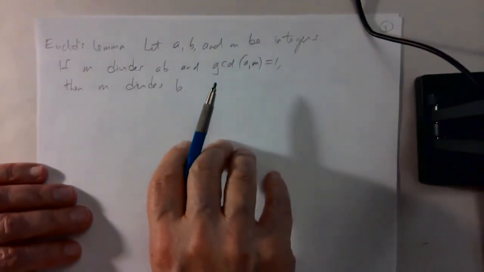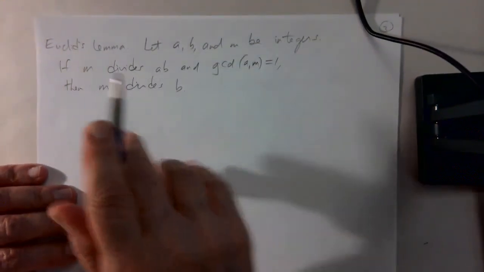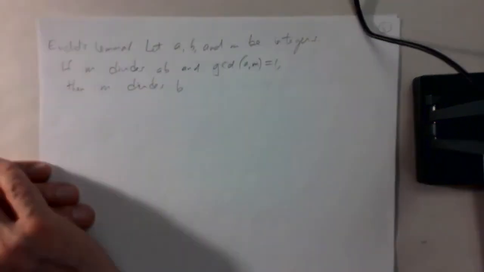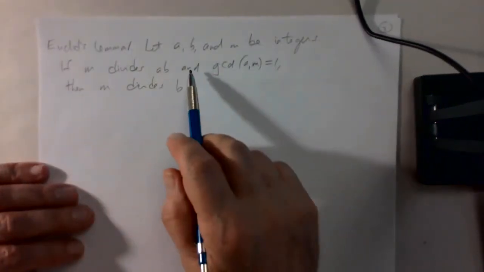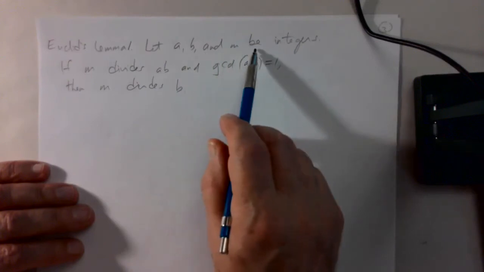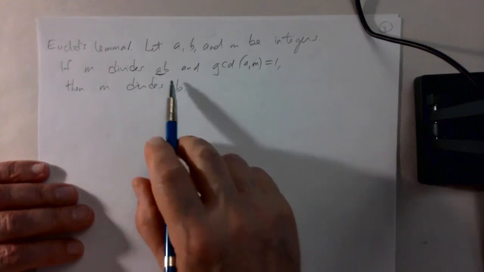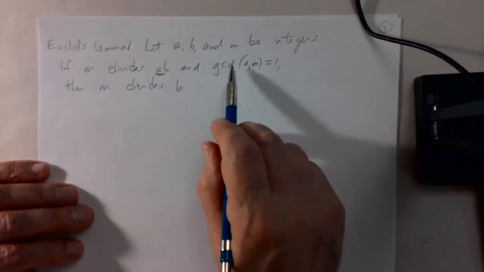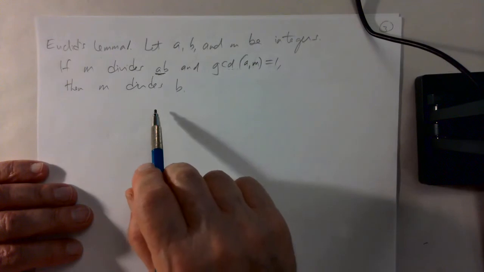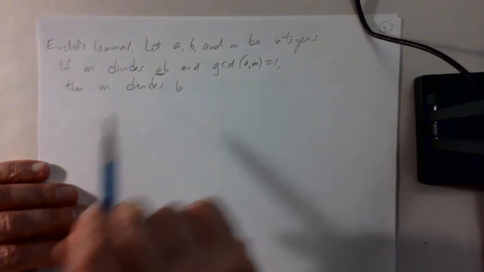Now, to prove the uniqueness part of the fundamental theorem of arithmetic, we need 2 results, which are both lemmas due to Euclid. This is the first form of Euclid's lemma, or Euclid's lemma 1. It says the following. Suppose you have integers a, b, and m with the following 2 properties. M divides the product of a and b, and the greatest common divisor of a and m is 1. The conclusion is that m has to divide b.